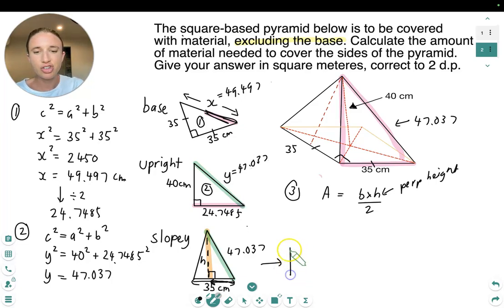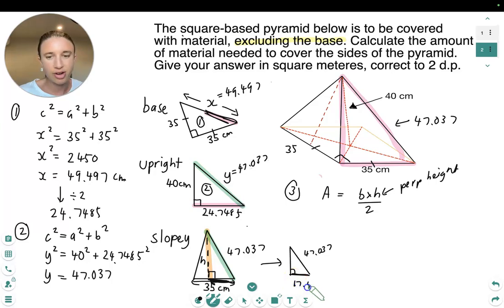We're going to split that triangle in half and we're going to see that there's a right angled triangle there. And it's got 47.037. What's this distance here? Well, it's going to be 35 divided by 2. I don't need my calculator for that, but I have. So this is 17.5. Be careful at that step. And this is h. So once again, we are using Pythagoras.